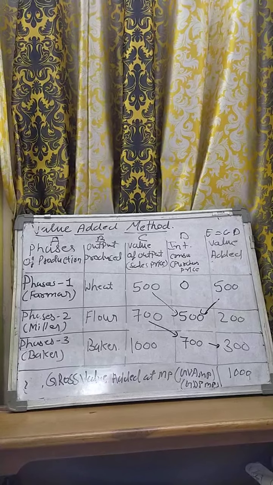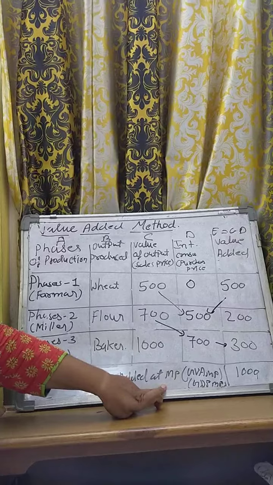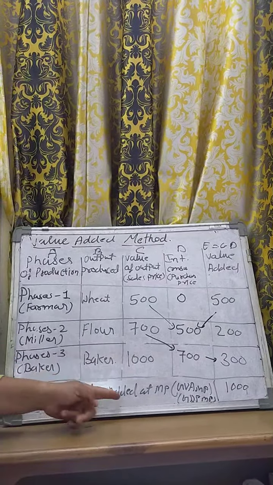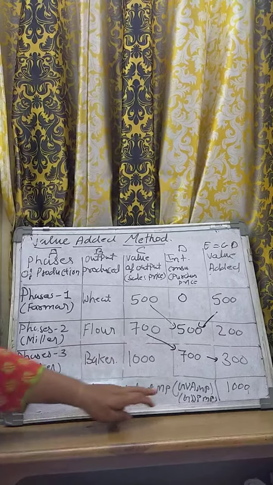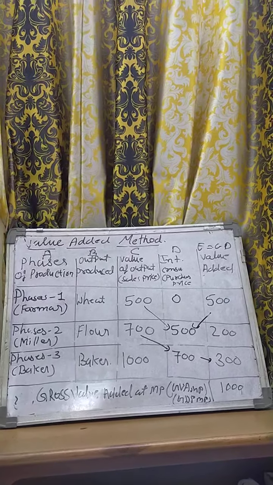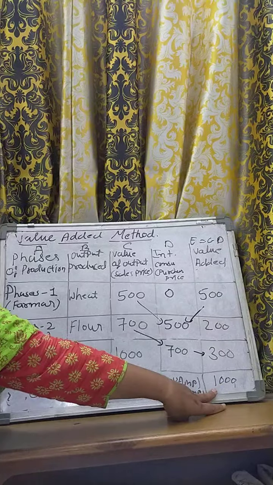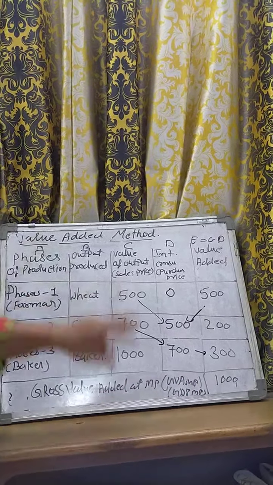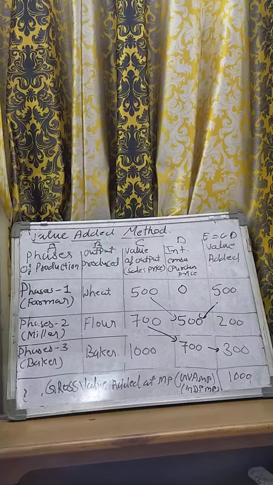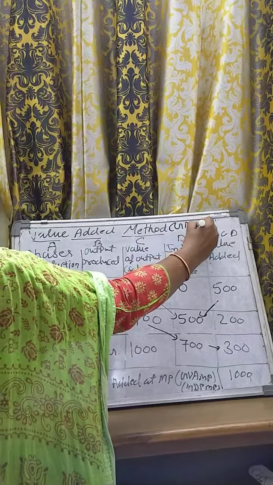So what is the total value added? Gross value added at market price, because we are considering the selling price only. So gross value added at market price, GVAMP, and again I am repeating, GVAMP equals GDP MP. So that GVAMP equals 1000. Now this is the gross domestic product at market price. When we are talking about the value added method, from this method we get the GDP MP.